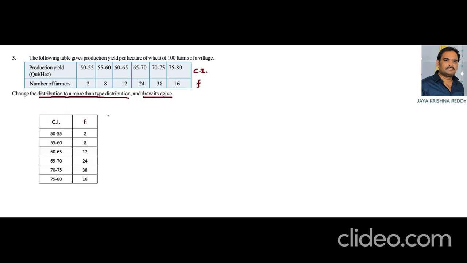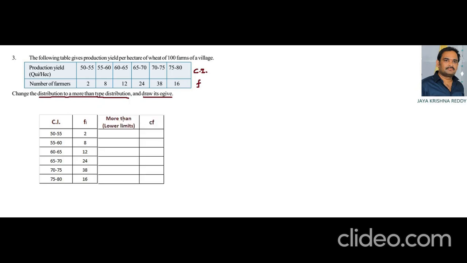These are the two columns which are given in the question itself, class intervals and the frequency values. To draw the more than type distribution table, we have to take two more columns. More than column means, in the class interval, first class interval 50 to 55, the frequency value is 2. That means two farms are there between the class interval 50 to 55. These two farms are more than 50 or more than 55. So we can say that here we have to write in the more than column.